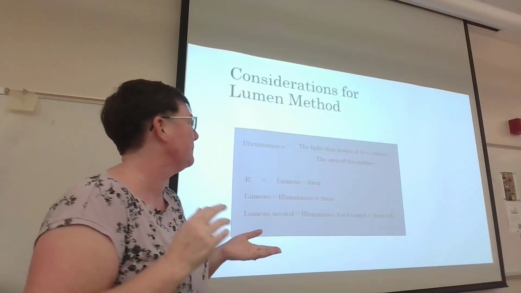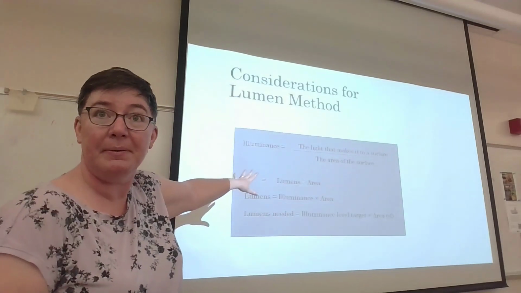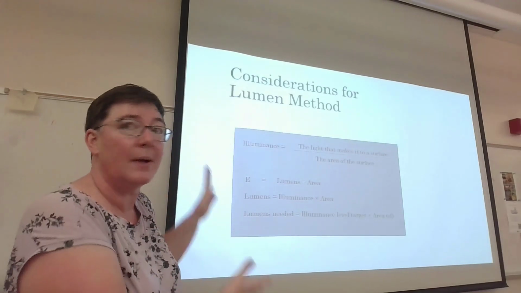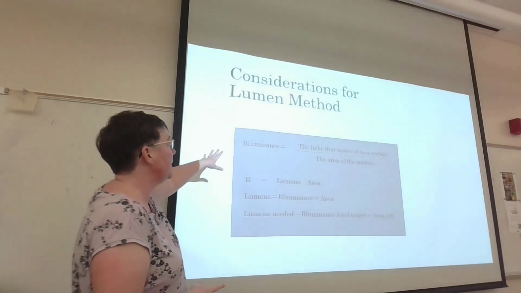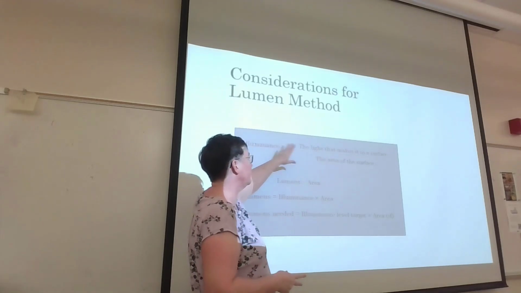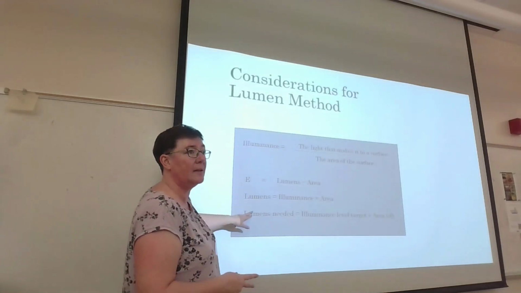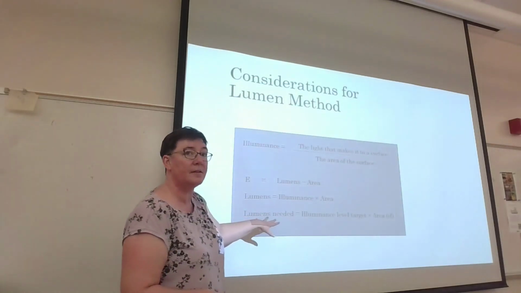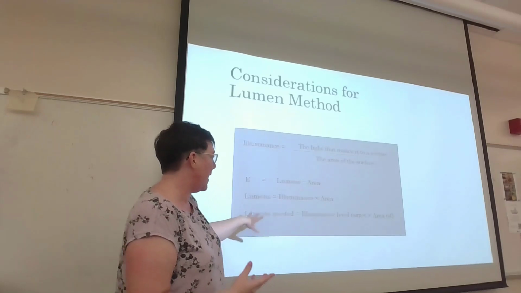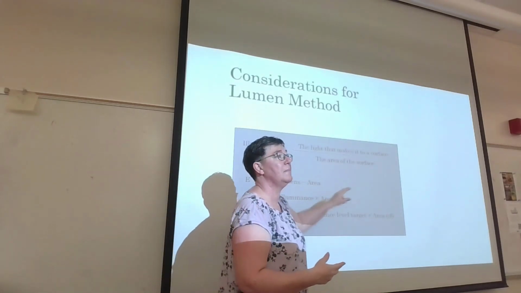They're not very big. Okay, so let's recap. It's just this one equation, and you can work it forwards and backwards. Illuminance is the light that makes it to a surface divided by the area of the surface. And we can switch that up. If we're looking for lumens instead, and work it backwards, we can say that lumens equals illuminance times area.